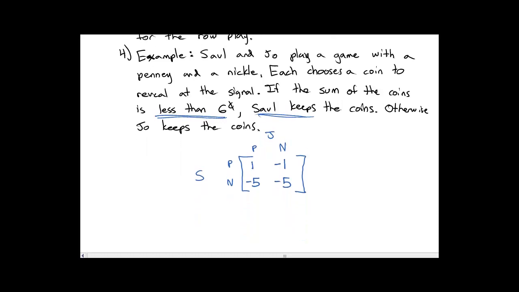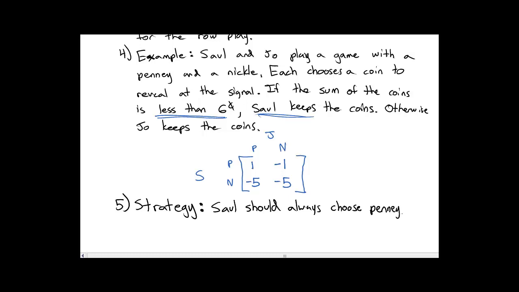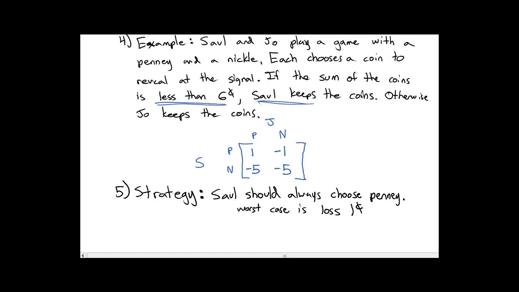Which kind of gets us to this idea of strategy. We could see that Saul should always choose the penny, because worst case is a loss of 1 cent. Worst case scenario, he'll lose 1 cent.